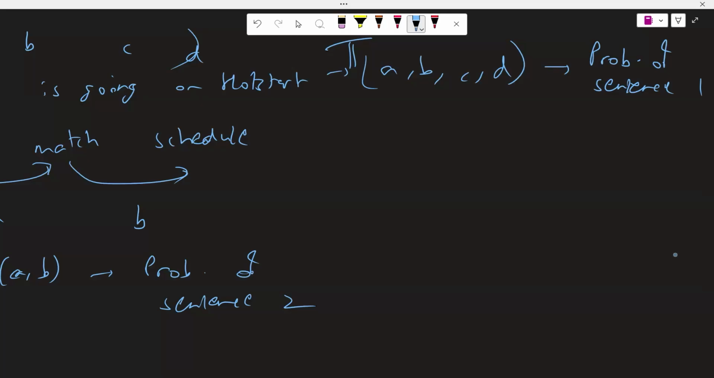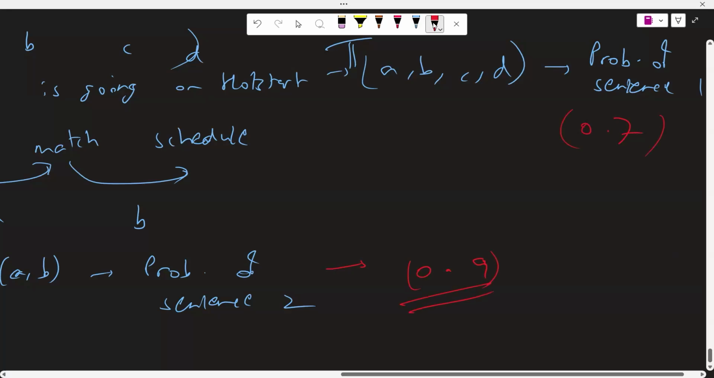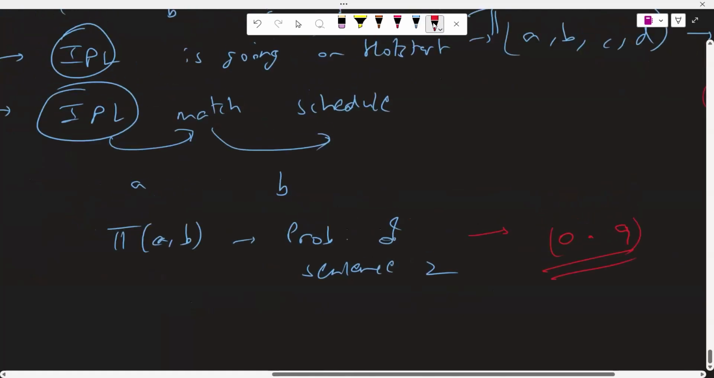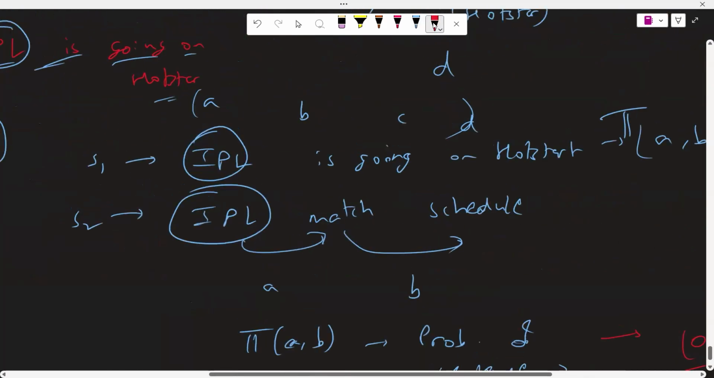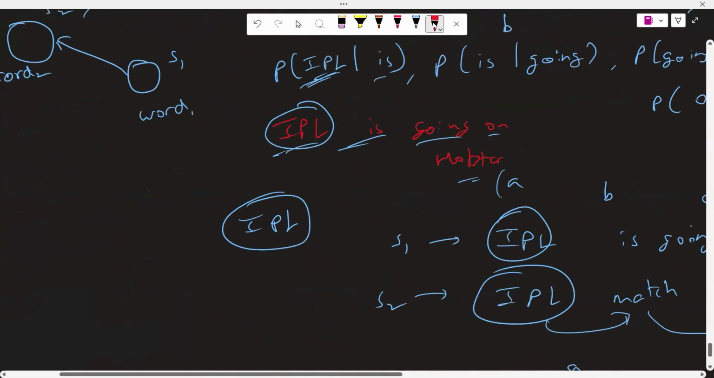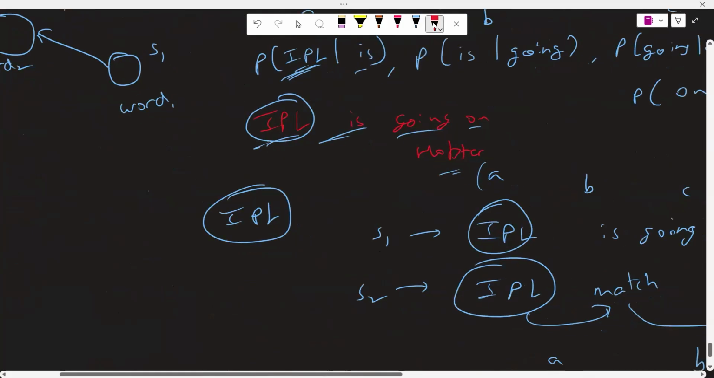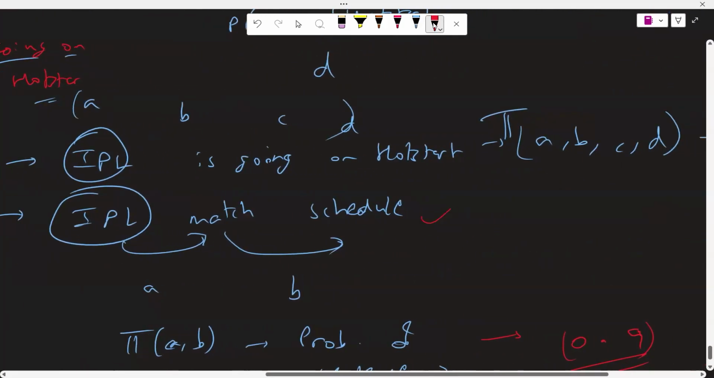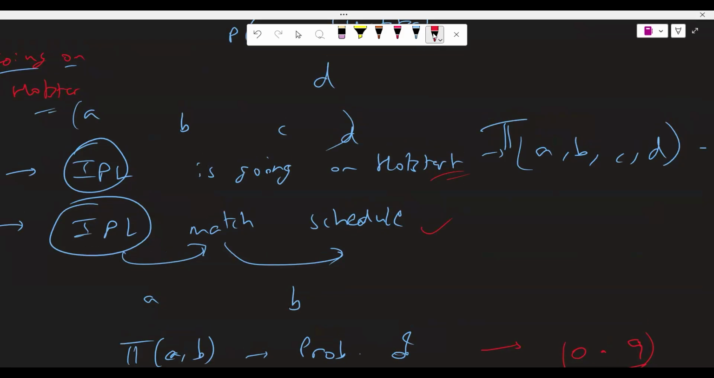So here we are saying the probability of sentence 1 is, let's say, 0.7. Here, the probability of sentence 2 is, let's say, 0.9. Since it is a probability, it will lie between 0 and 1 only. Okay. So in this case, since the probability of sentence 2 is higher, we'll say that sentence 2 should be recommended over sentence 1, right? So I'll probably recommend the sentence "IPL match schedule" over "IPL is going on Hotstar", if the person types IPL. Okay, going a little more specific in the details.